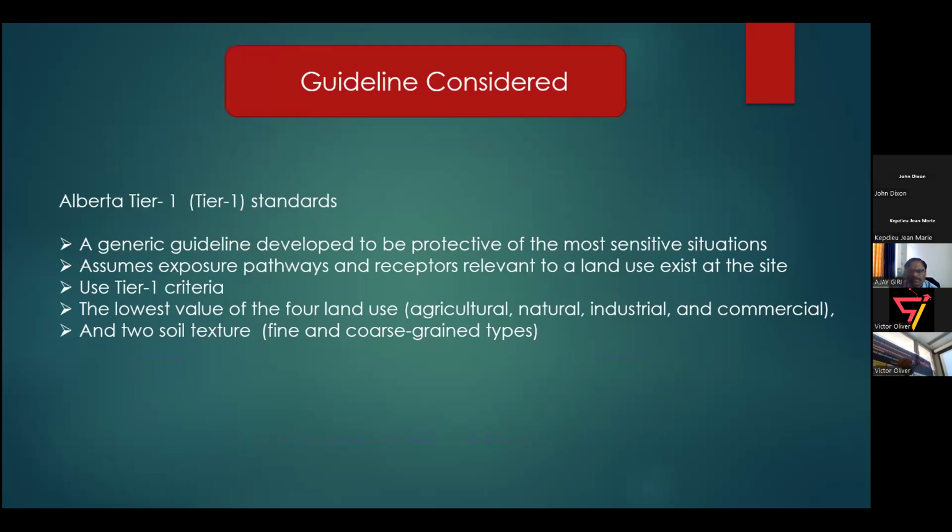In terms of guidelines, we considered when we undertook the study the most stringent guideline, which is the Alberta Tier 1 guideline, which is de minimis criteria. It is prescriptive. The idea is to protect the most sensitive situations, and the target endpoints in terms of concentration are provided in the criteria. So that's what we're using in terms of standard.